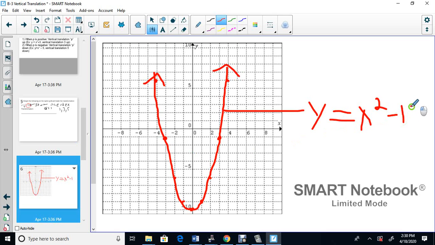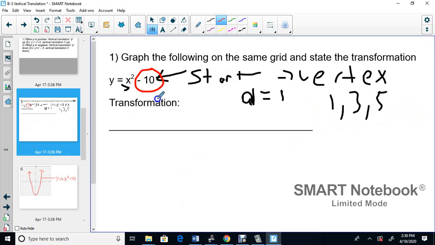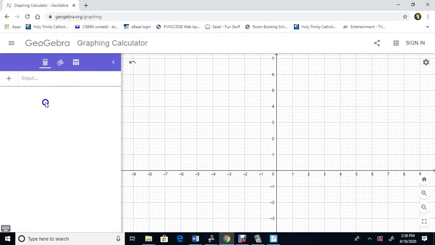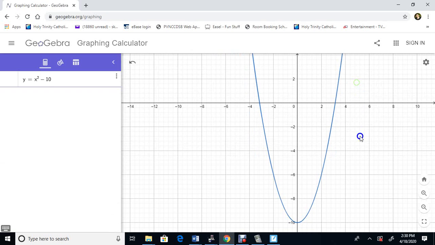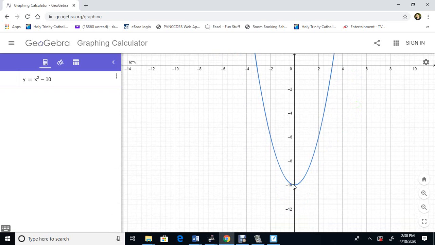It's y equals x squared minus 10. Okay, let's go to our software online here. Let's type it in and see if we got it right. Y equals x squared minus 10. Let's go take a look. Let's scroll down there. See, it starts at negative 10.